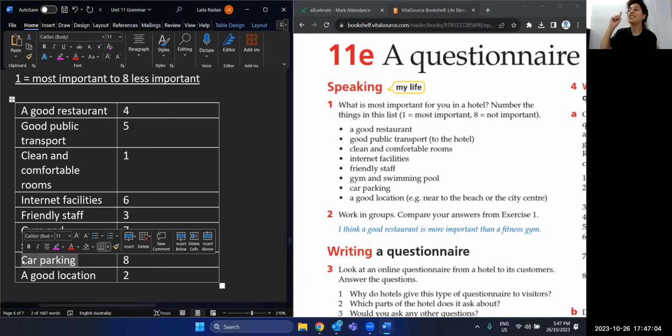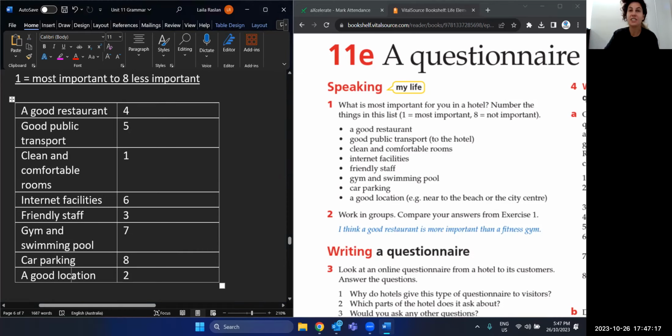No, which one is your number 1, most important? So some people said good, comfortable rooms. Sebastian said good location. Which is your number 1? The same? Good location.